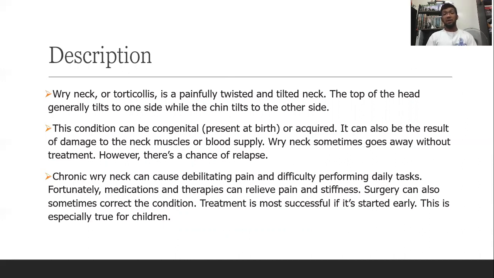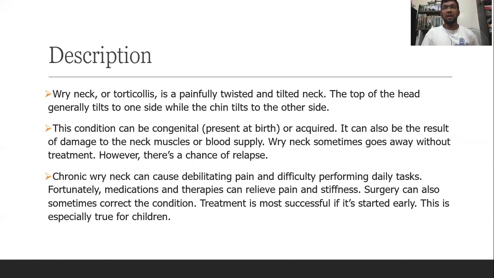This condition can be congenital or acquired. It can also be the result of damage to the neck muscles or blood supply. Wry neck sometimes goes away without treatment, most especially if it is present during adulthood. However, there can be a chance of relapse. Chronic wry neck can cause debilitating pain and difficulty performing daily tasks. Fortunately, medications and therapies can relieve pain and stiffness.